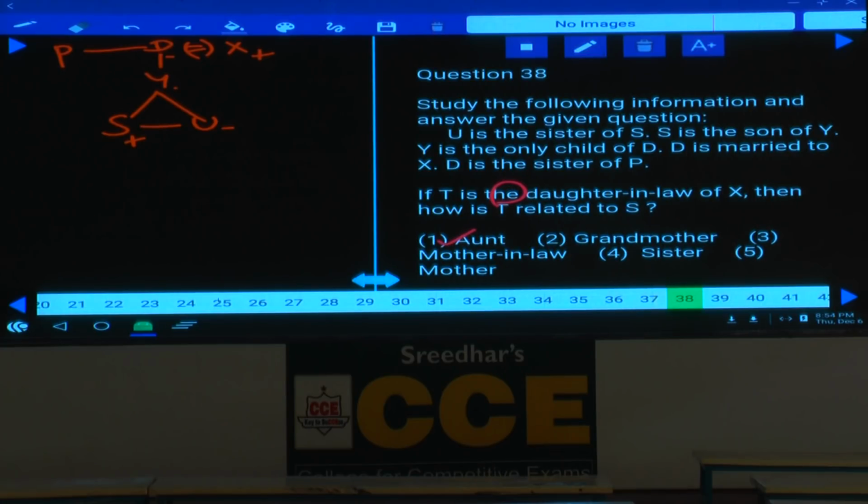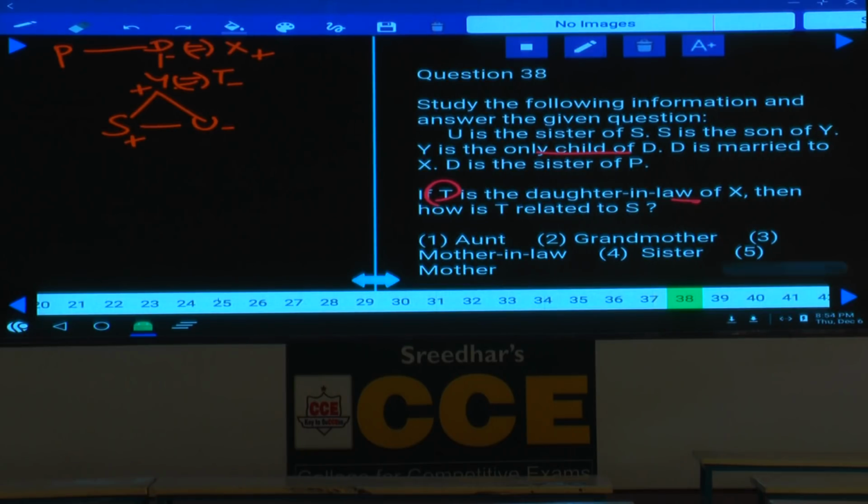Then question number 38, if T is the daughter-in-law of X. Now, sir, Y is the only child of D. As Y is the only child of D, this Y is having a wife. Who is that wife here? T is the wife. Now T is the daughter-in-law. This T is the wife of Y, because daughter-in-law means X's son's wife should be there.